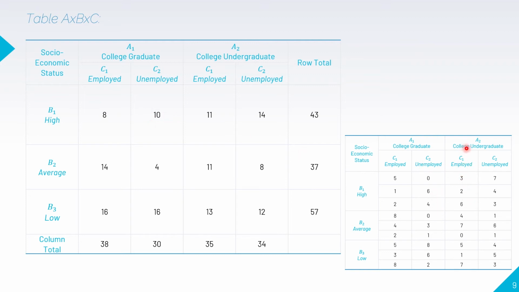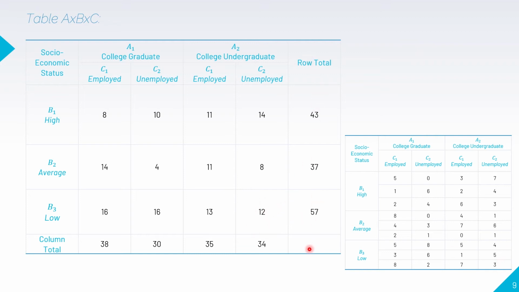The employed in undergraduate and high, 3 plus 2 plus 6, we have 11. So on. 7 plus 4 plus 3, 14. 8 plus 4 plus 2, we have 14. 0 plus 3 plus 1, we have 4. 4 plus 7 equals to 11. 1 plus 6 plus 1, we have 8. 5 plus 3 plus 8, we have 16. 8 plus 6 plus 2, we have 16. 5 plus 1 plus 7 and 13. 4, 5, and 3, we have 12.